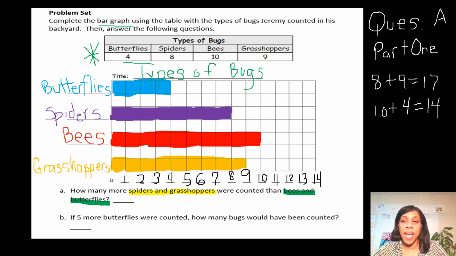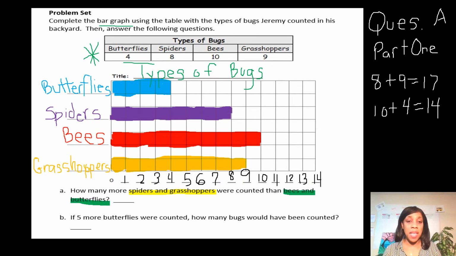First, we have to figure out the ands. So the spiders plus the grasshoppers. Spiders were 8, grasshoppers are 9. When I add 8 plus 9, I get 17. Next, I had to add my bees and my butterflies. So I have 10 bees and 4 butterflies. 10 plus 4 is 14.